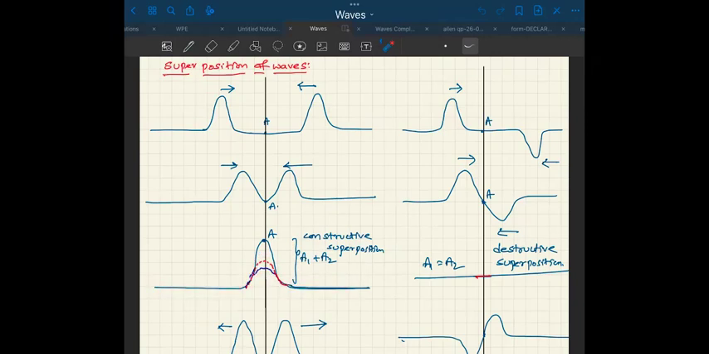They are superposed. And after superposition, the resultant wave takes this form. And this we will call a final superposed wave. In this case, the amplitude of the resultant wave is more than the individual amplitudes. You can say sum A1 plus A2. Such a superposition is called constructive superposition.